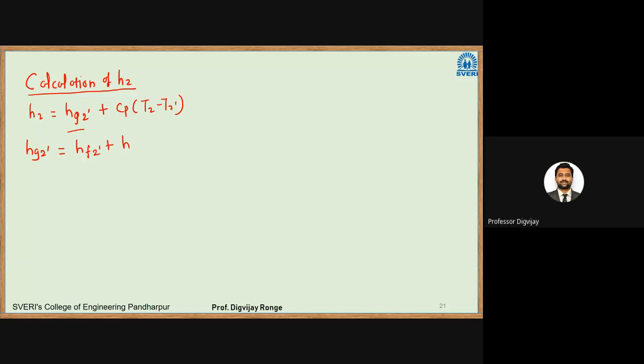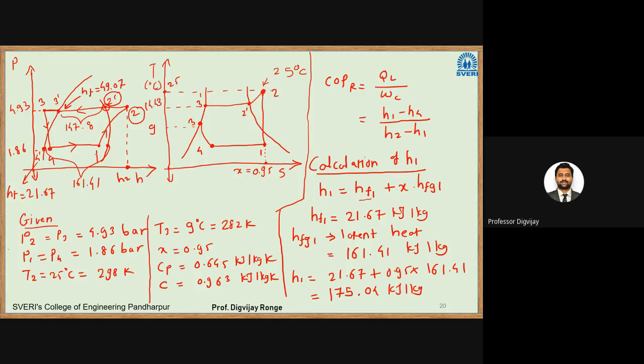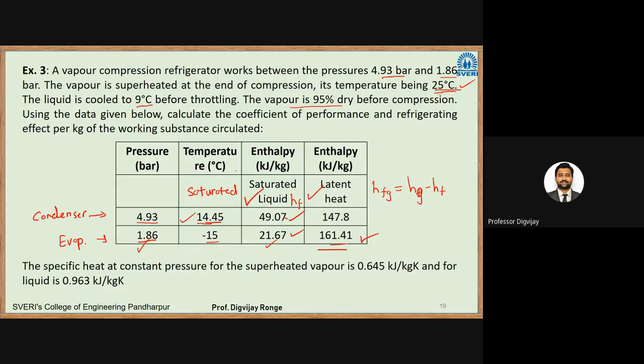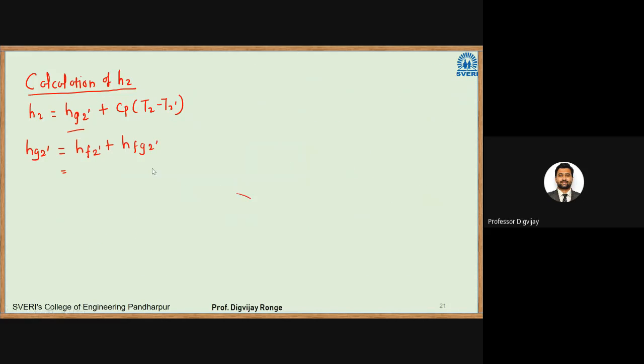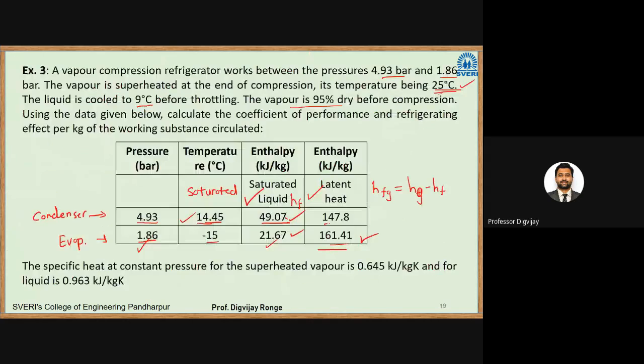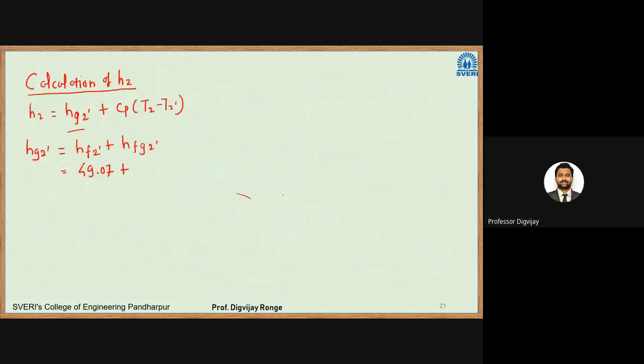प्लस दॅट HFG2 डॅश. तर ही एन्थाल्पी दिली का. आता 2 डॅशचं प्रेशर काय आहे, 4.93. तिथली एन्थाल्पी दिली का त्यांनी, दिली. So that is 49.07. So that will be 49.07 plus HFG, त्यांनी दिले का लॅटेंट हीट, तर त्यांनी दिले 147.8. ठीक आहे. So 147.8.